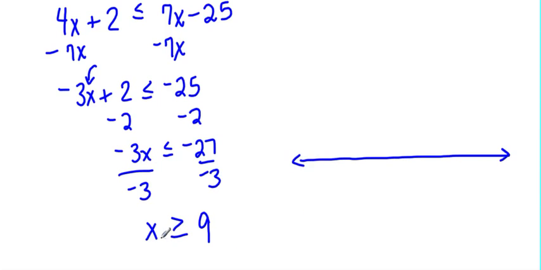So once again, any number larger than 9 would give me a true statement if I plugged it into the original inequality. To graph that, I'm just going to say here's 0, and let's say that's 9. So 9 would give me a true statement, so I shade that as a solid dot, and anything greater than 9 gives me a true statement. So all the numbers in red are solutions to this inequality.